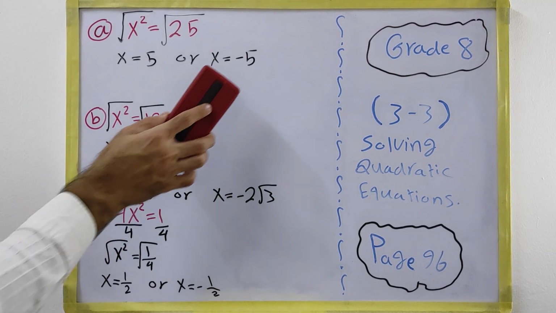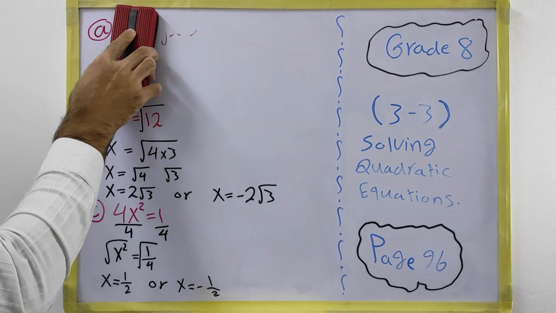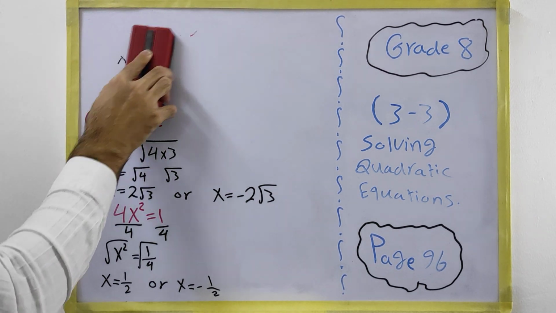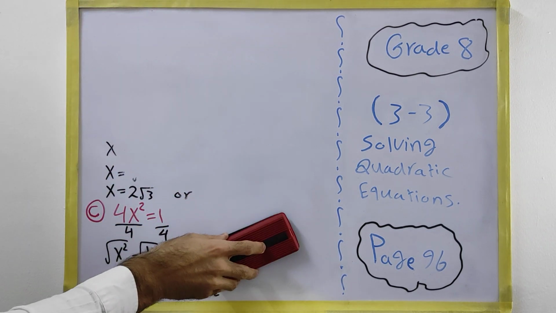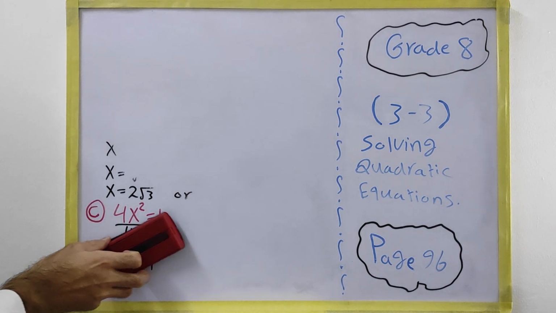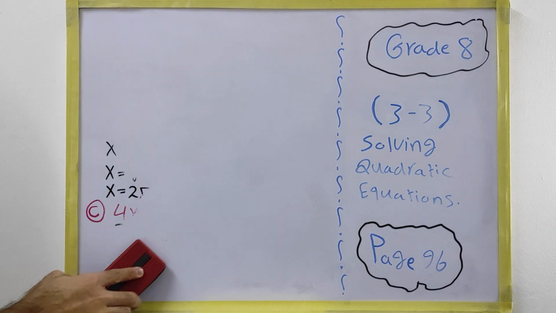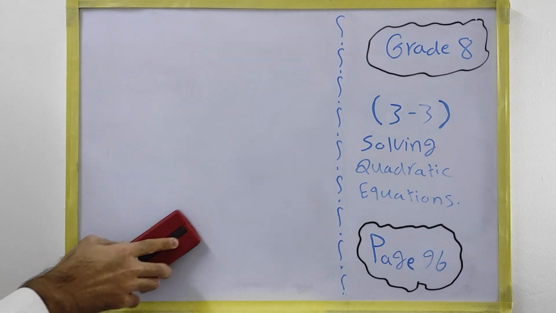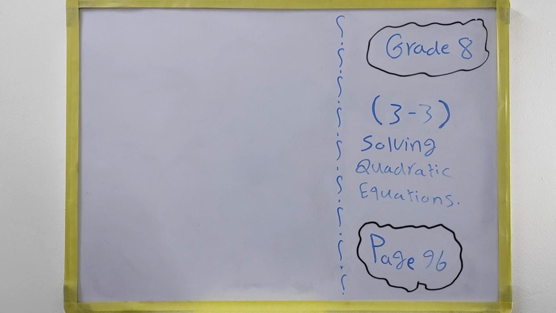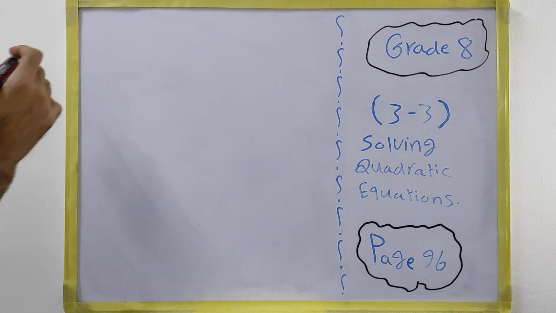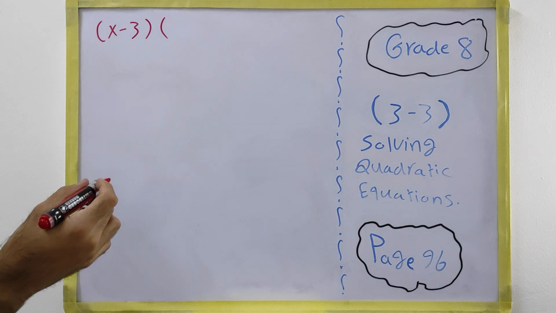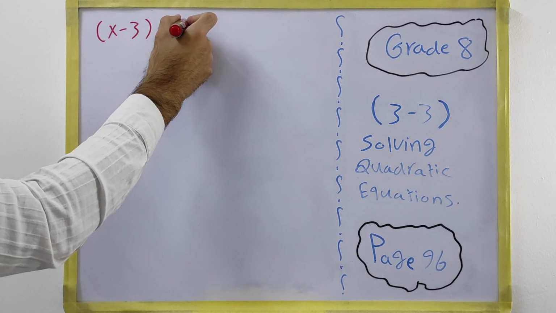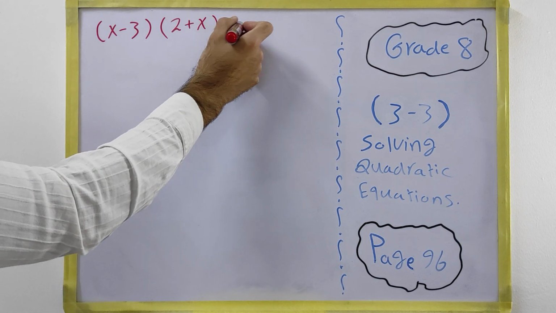This is one of the types of the quadratic equations that we can solve, and we have another type which is written as two brackets. Let's see in this case how we solve. We will solve one or two examples about that, then we will finish. X minus 3 multiplied by 2 plus x equals 0.